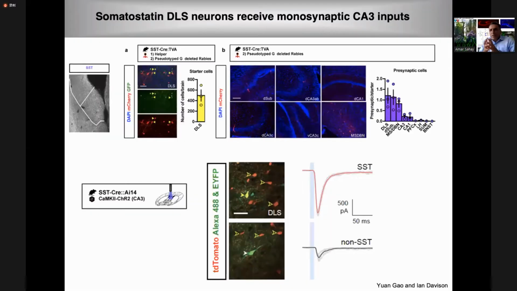And again, Antoine performed pseudotype rabies retrograde synaptic tracing to identify presynaptic partners of these genetically labeled SST cells in the DLS: presynaptic partners in CA3, CA1, as well as subcortical inputs and prefrontal inputs. In collaboration with Ian Davison and Yuan Gao, we established that these SST cells in the DLS receive functional excitatory inputs from hippocampal CA3 neurons. We then asked, what conditions recruit this population of SST cells in the dorsolateral septum?